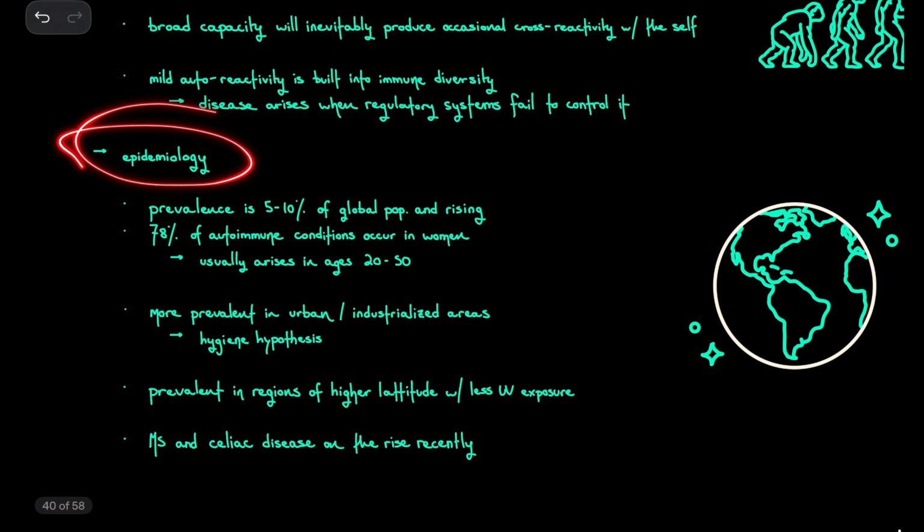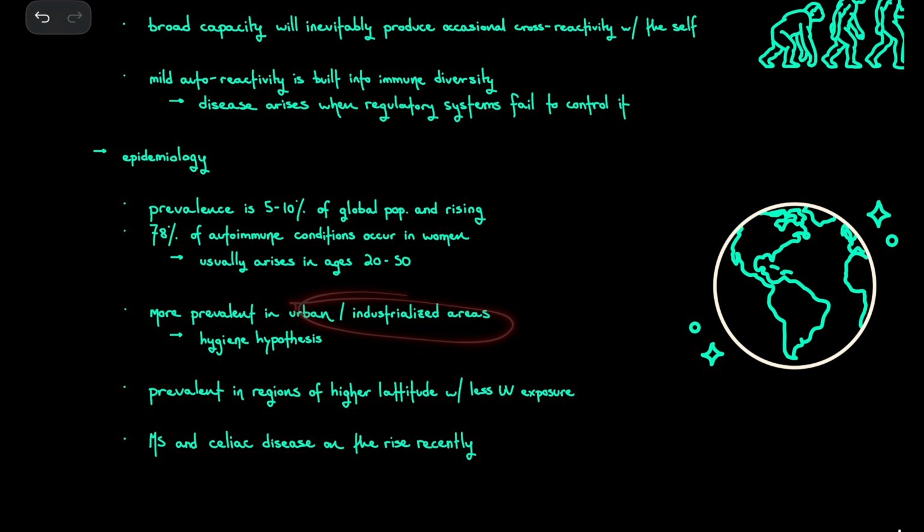What's the epidemiology here? So 5 to 10% of the global population and rising. That's a pretty stark number. 78% of these conditions occur in women. Again, crazy discrepancy there. Usually rising in ages 20 to 50. So more prevalent in urban and industrialized areas.